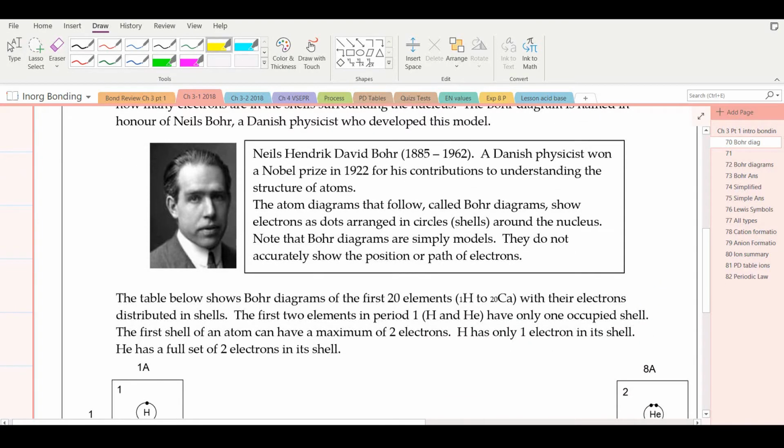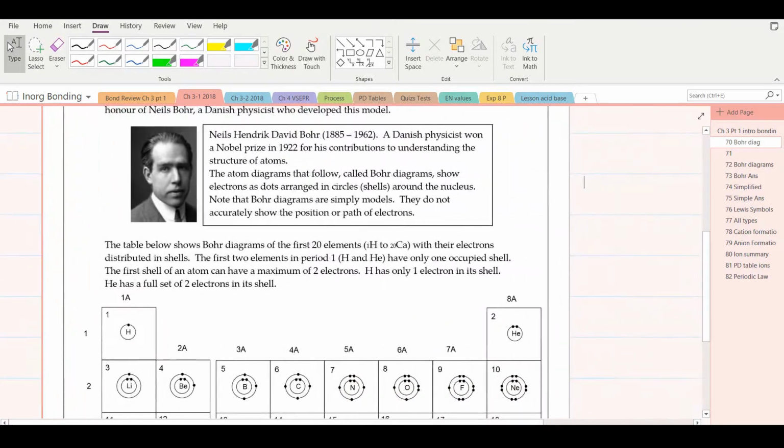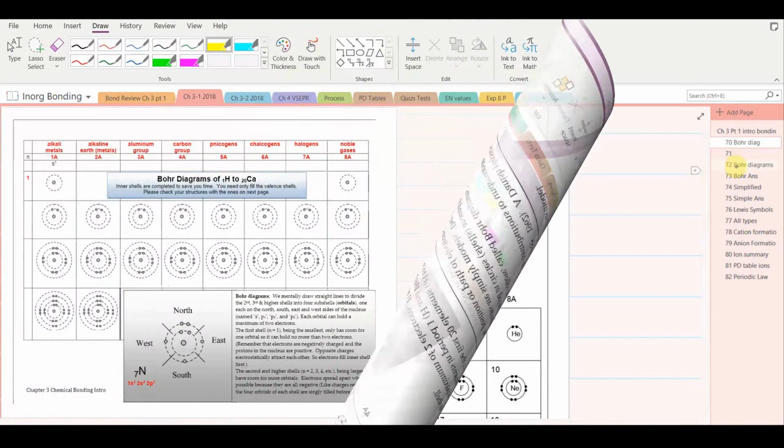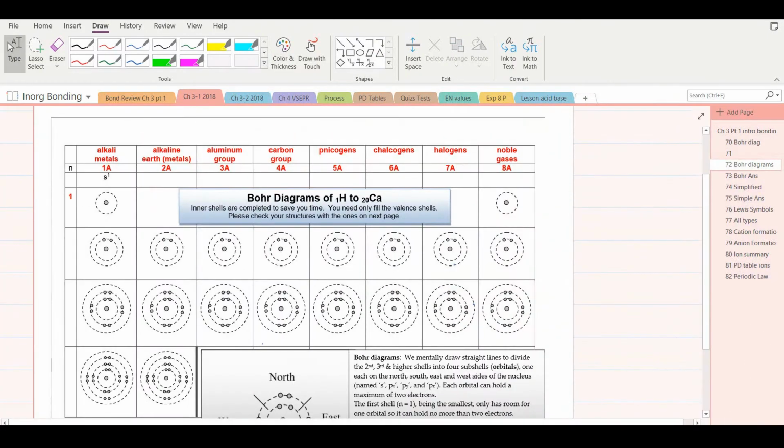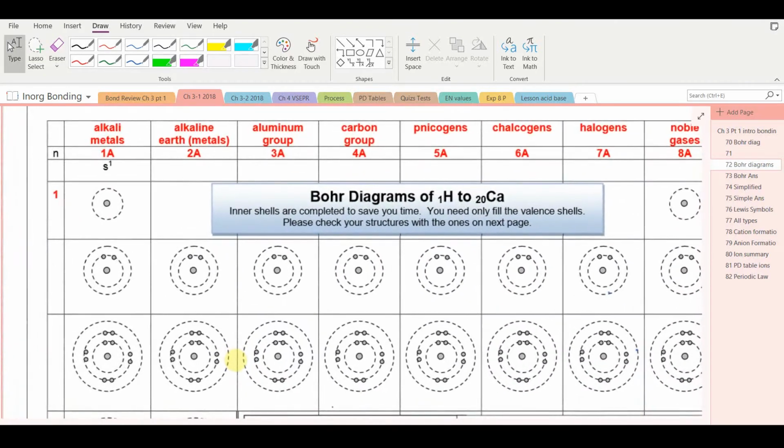So in the diagrams that follow, called Bohr diagrams, that you can see below, they show electrons as dots arranged in circles, and these circles represent the shells around the nucleus. Now they're only simple models, they're not necessarily accurate, but they are useful. Let's go to page 72. Let's draw the Bohr diagrams for the first 20 elements of the periodic table, the representative elements.